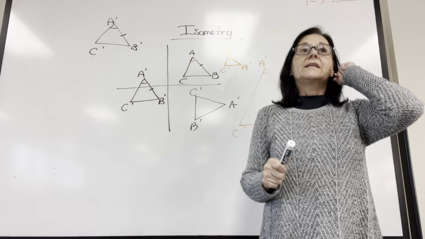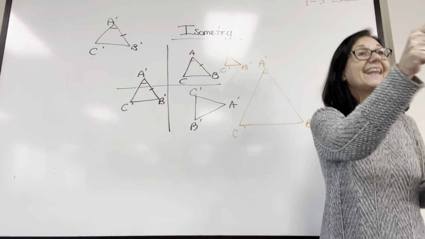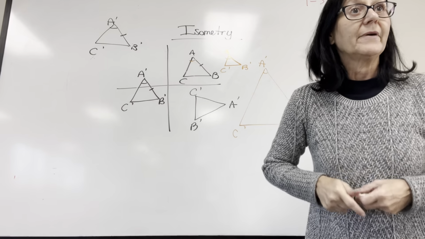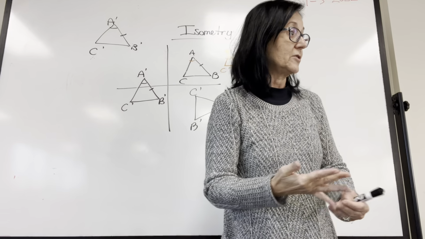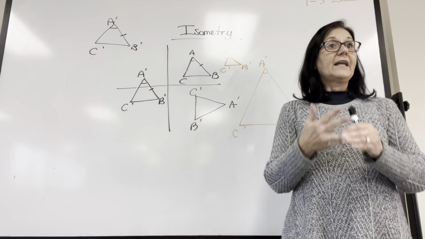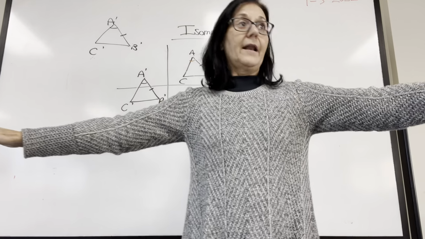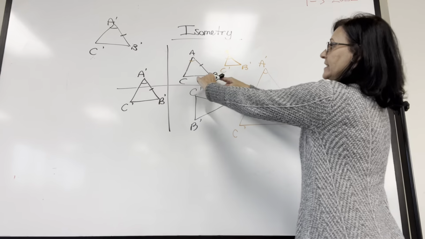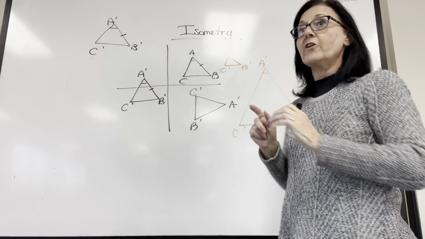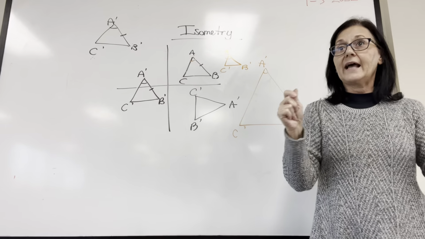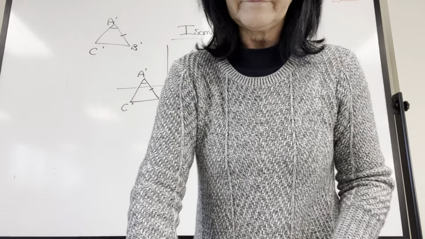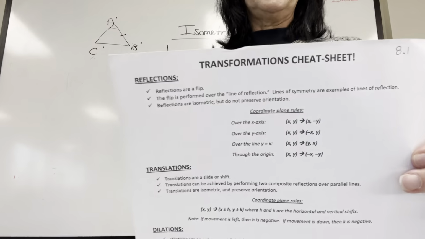Which one is it, David? Dilation. A dilation, that is correct. A dilation is not an isometry. A rotation is an isometry, and a translation is an isometry. But a dilation is not an isometry because it doesn't maintain the distance. AB, the length of AB, changes. The distance between those vertices changes with a dilation. Does that make sense? It is not an isometry. All right, so look at your transformations cheat sheet.